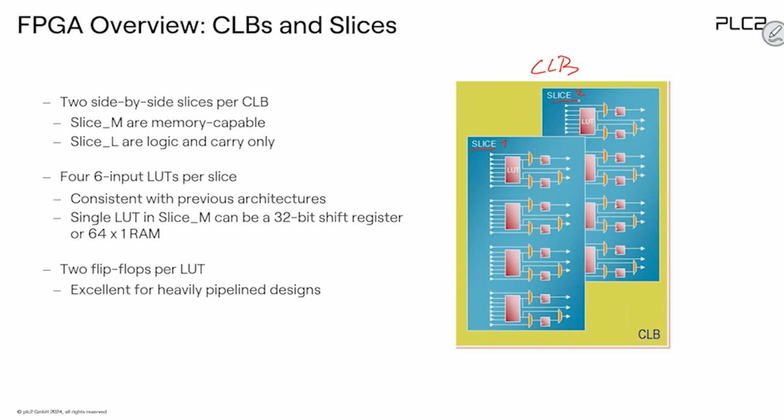And if you look at the contents of such a slice, we have a unit called LUT, lookup table, and we have 2 sequential elements. What is a sequential element? It's a flip-flop or latch. These are the sequential elements, and there are 4 of them. Okay, so this means what we're actually doing. These are the basic elements.